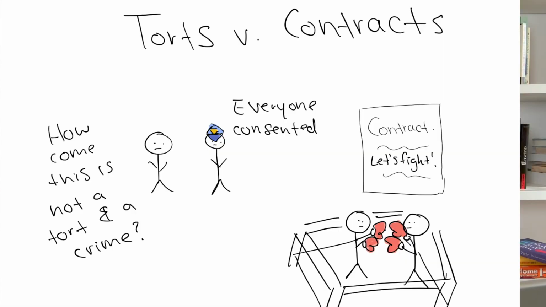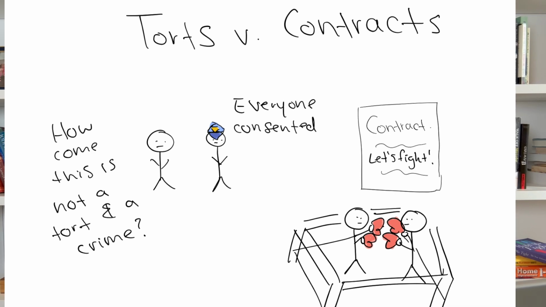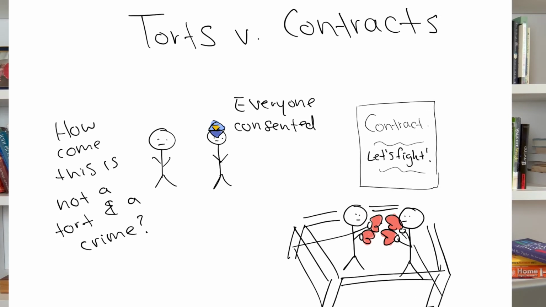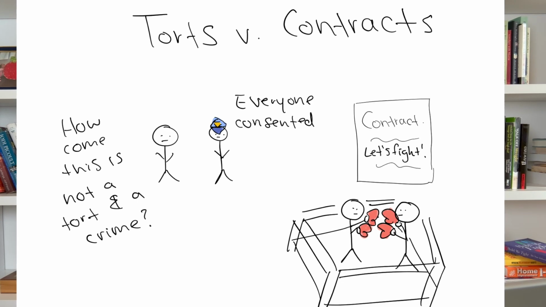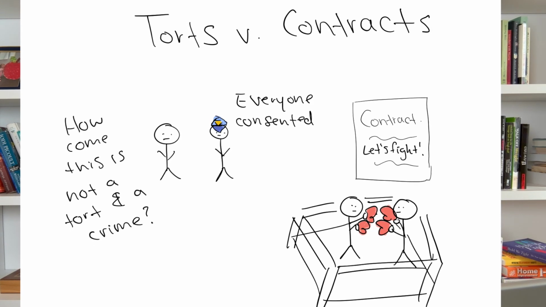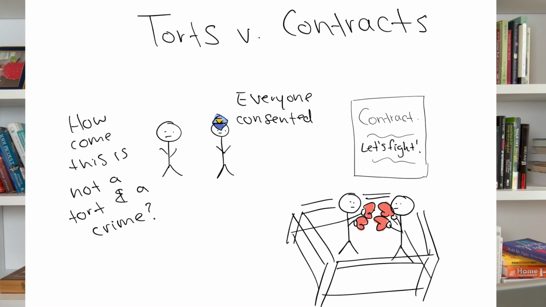But let's look at this scenario. Previously we were dealing with tort law and crime, but now all of a sudden it's okay. And why is that? Well, in that case, the parties would have entered into a contract or an agreement. And contract law is very different from tort law. Contract law is more forward-looking.